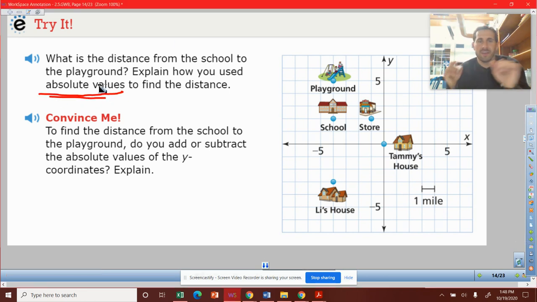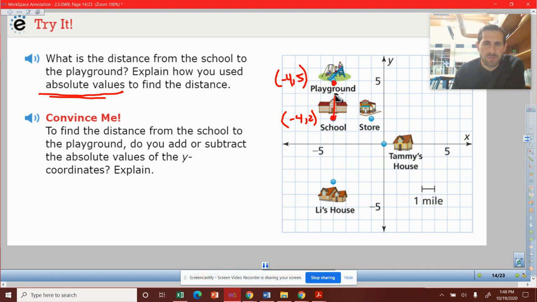So you can't just count and say that's the distance. So you got to be able to prove it. So what is the distance from the school to the playground? All right, so we do this a little bit differently, but that's the ordered pair -4, 2, and up here we have the ordered pair -4, 1, 2, 3, 4, 5.